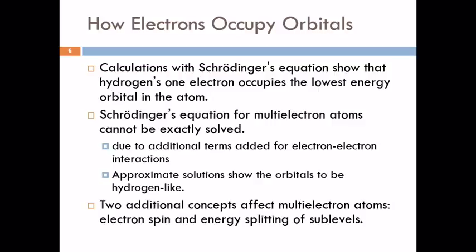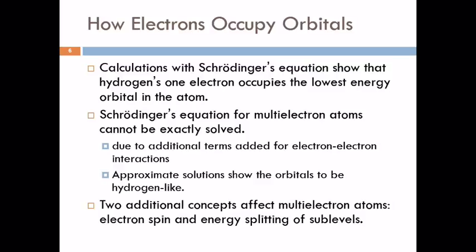When we do calculations with Schrodinger's equation for hydrogen, we see that one electron is occupying the lowest energy orbital. We can solve Schrodinger's equation for the hydrogen atom because it's simple. It has one electron. And we did some calculations with that before spring break where we measured wavelength and looked at what transitions those electrons were making to give off that light.